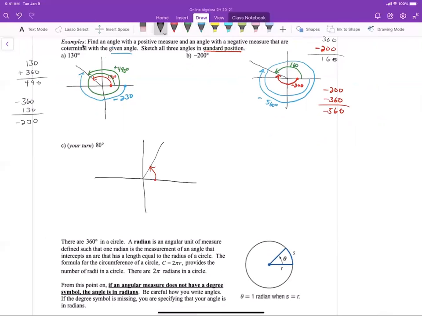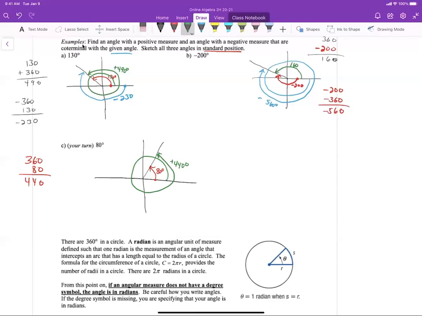This is my positive 80. Now I'm going to take that 80 and add 360 to it. That'll give me a positive 440. Let's make that clear: that is 80 degrees, and now I'm going to go 440 in a positive direction. That'll be positive 440 degrees.